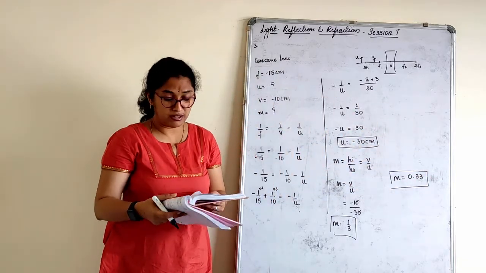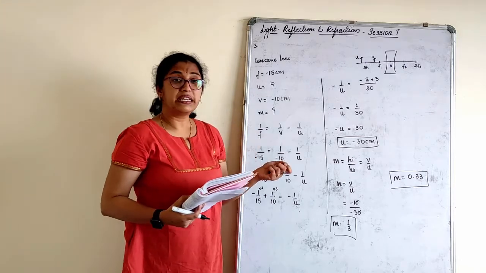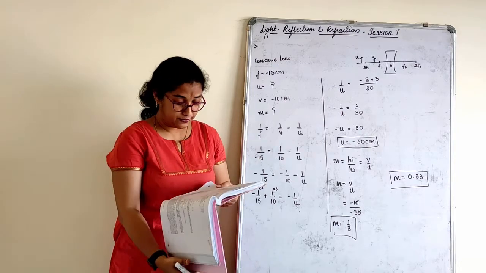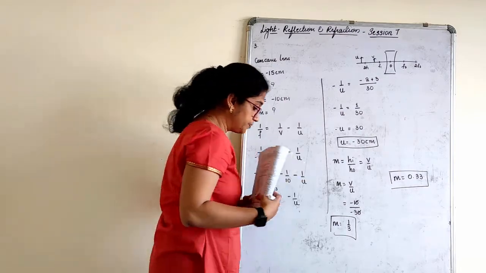Very clear on this part, children? Actually, to tell you, numericals are very simple here. Only writing the correct U, V and F is required. Let's go to the next one.